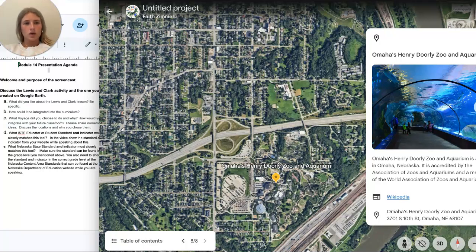and interesting way. And you could even let them try it out on their own, which I feel that they would love, considering when I was in school, kids would get caught being on Google Earth instead of doing their work. And then the Nebraska State Standard and indicator that most closely matches this tool is 4th grade social studies. It helps students learn about maps, places, and Nebraska's history in a fun and visual way.